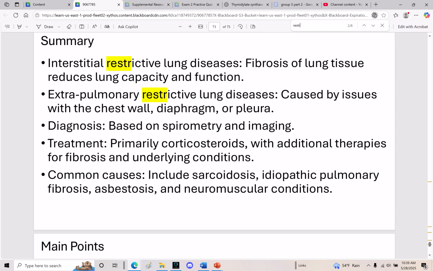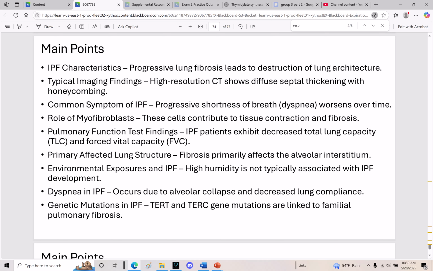All right. Main points. Let's go over the main points. Now, idiopathic pulmonary fibrosis is characterized by progressive lung fibrosis that leads to the destruction of the lung architecture. Okay? So fibrosis is leading to the destruction. Typical imaging findings on high resolution CT are going to show diffuse septal thickening with honeycombing.